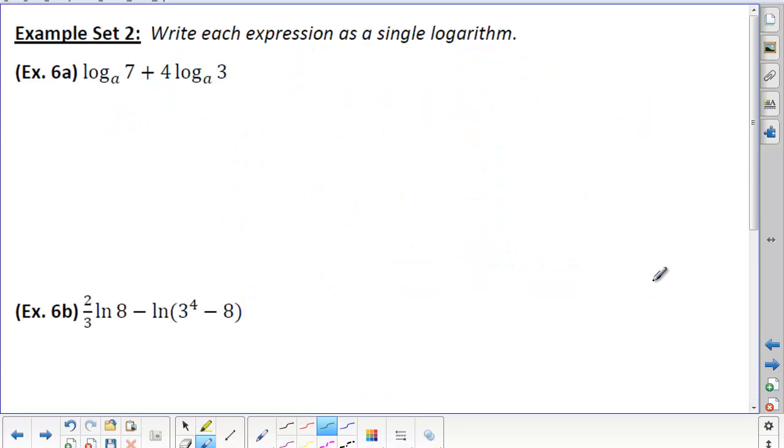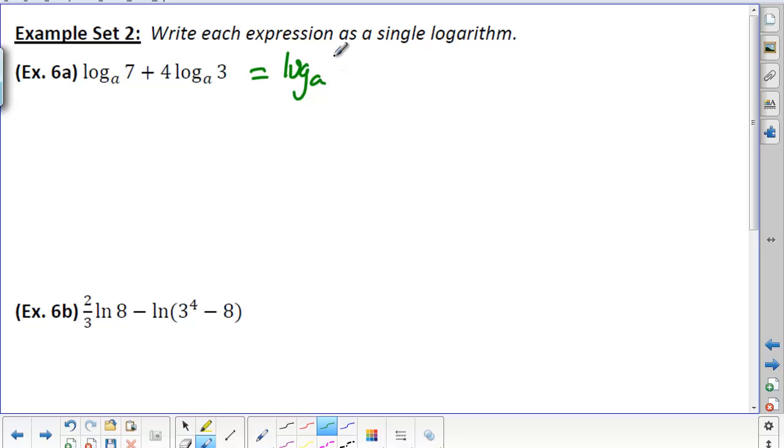Now going the other way, it says write each expression as a single logarithm. So we want to take what we're given and try to combine it together into a single logarithm. And really this is the reverse process of what we just got done doing. In those last problems, we tried to break it apart into a bunch of small pieces. Here we're trying to put it all back together. So we kind of go backwards.